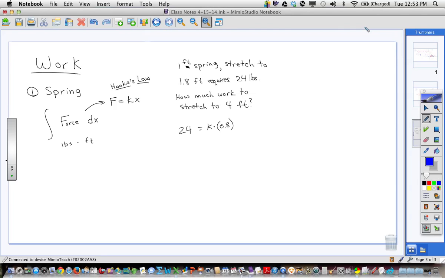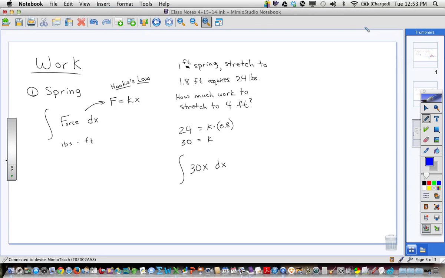So we divide that, we get K equals 30. So for this spring, our K is 30. So our force equation is 30x. So that goes into the integral. Our force equation is 30x. And now, Spencer, like you were saying, from where to where? Remember, x is the stretch distance.